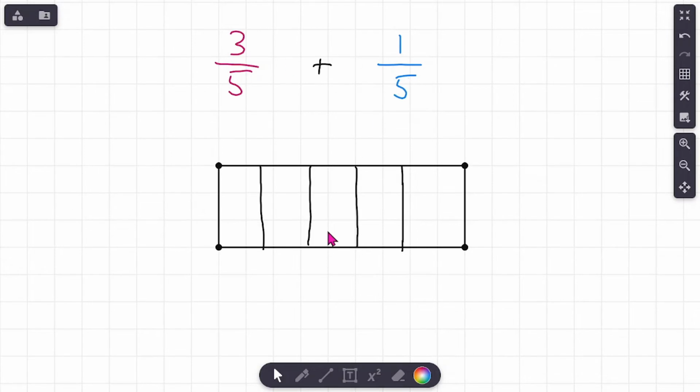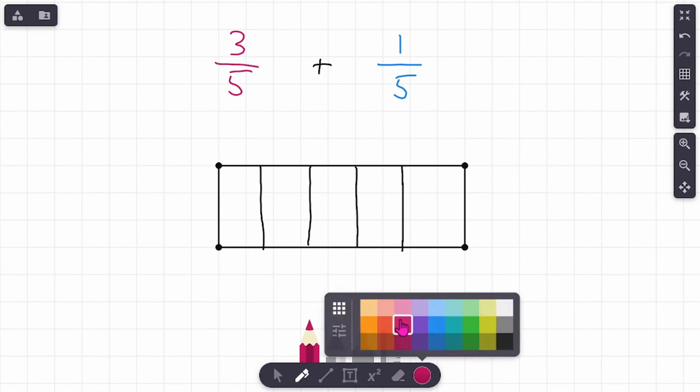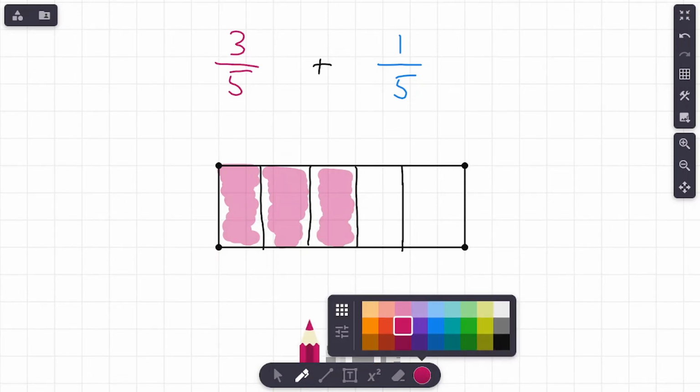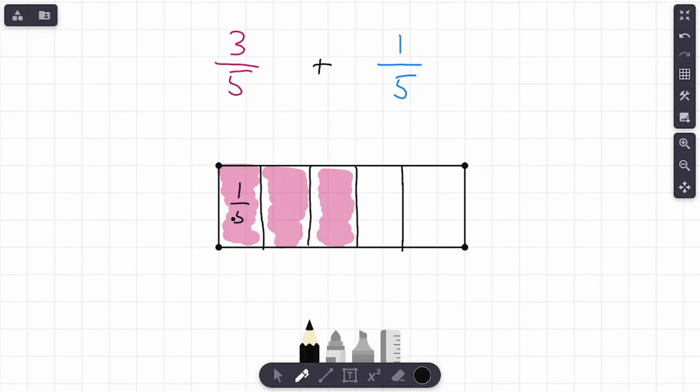We have 3/5 and 1/5. Let's do the pinkish fraction first. So show 3/5 on your model. Here's 1/5. Here's 2/5. And here is 3/5. I'm going to label them as well. 1/5. 2/5. 3/5. You're probably becoming kind of an expert at drawing these models now.